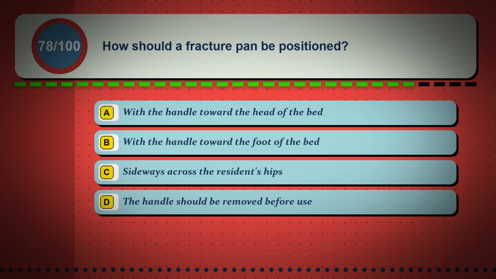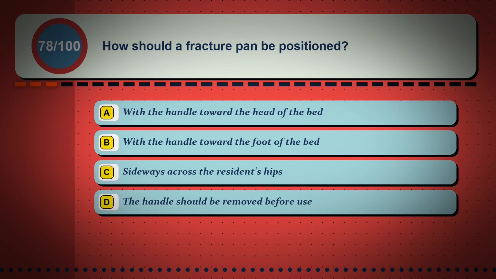How should a fracture pan be positioned? Option A, with the handle toward the head of the bed. Option B, with the handle toward the foot of the bed. Option C, sideways across the resident's hips. Option D, the handle should be removed before use.